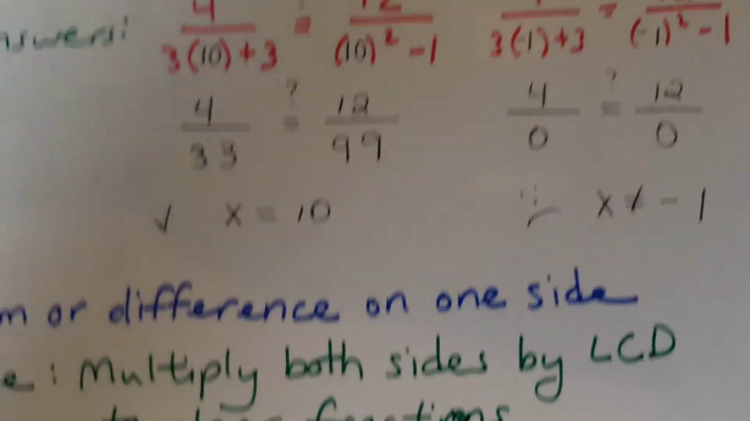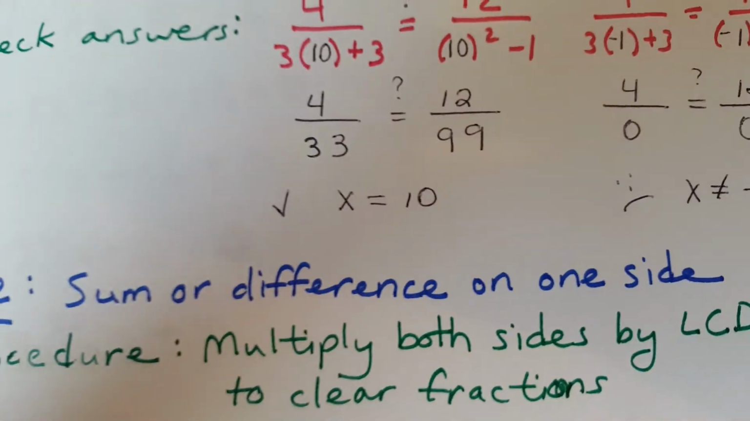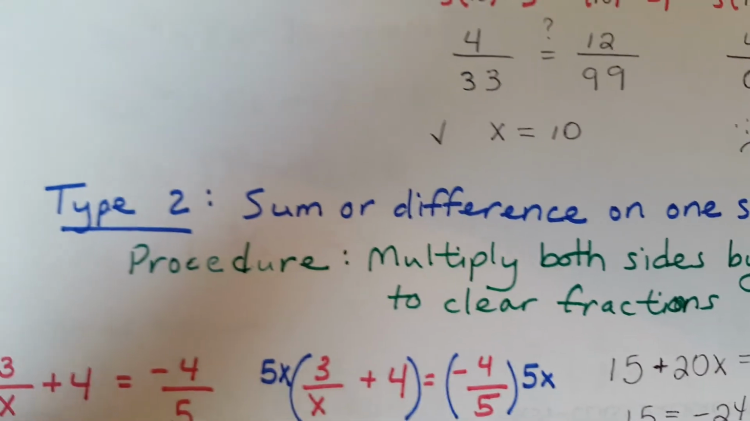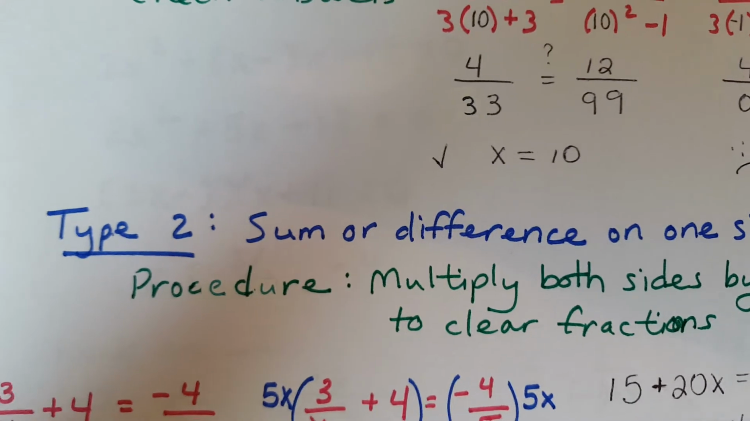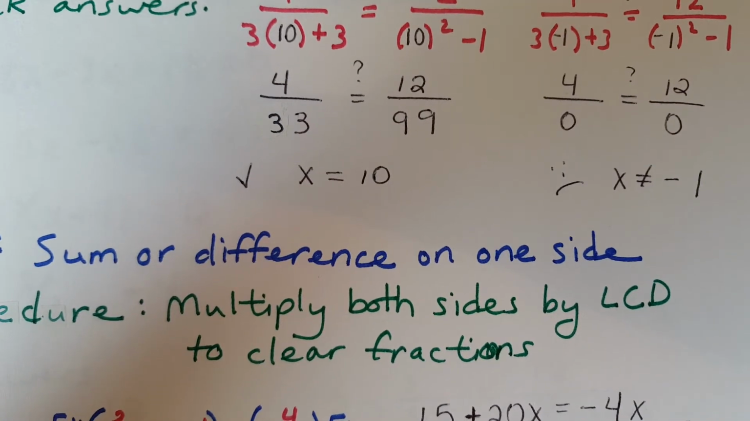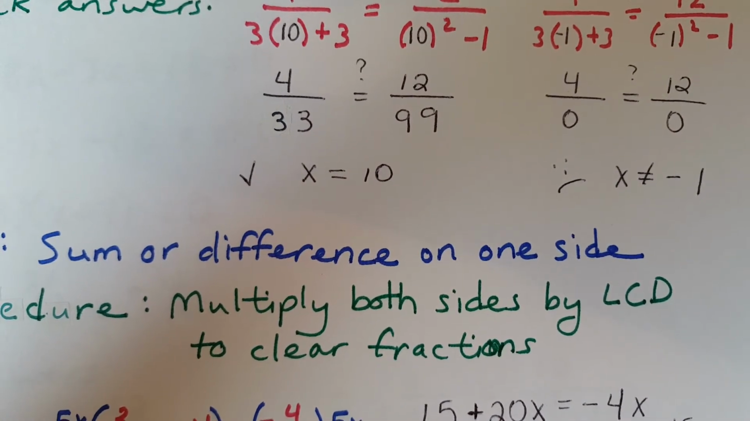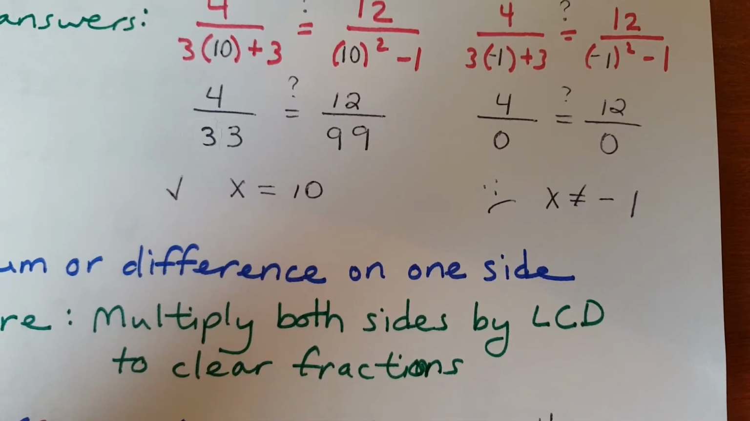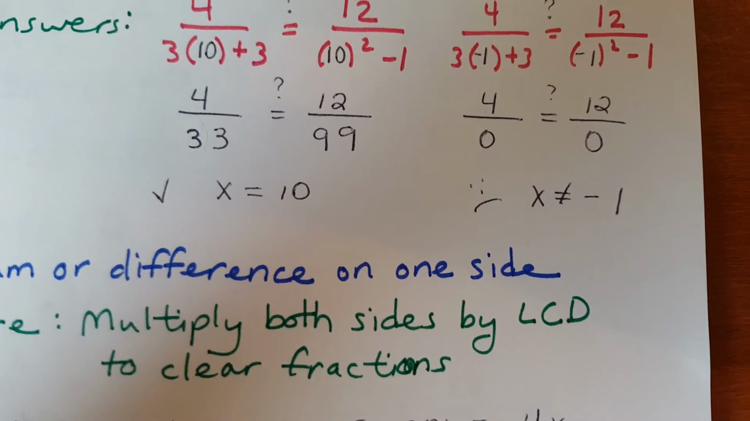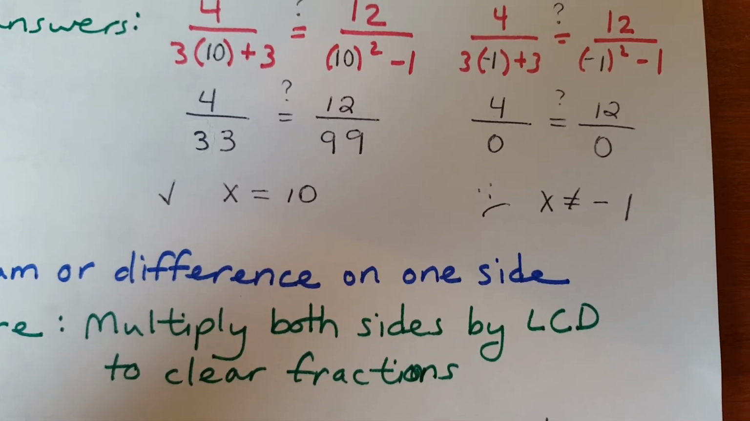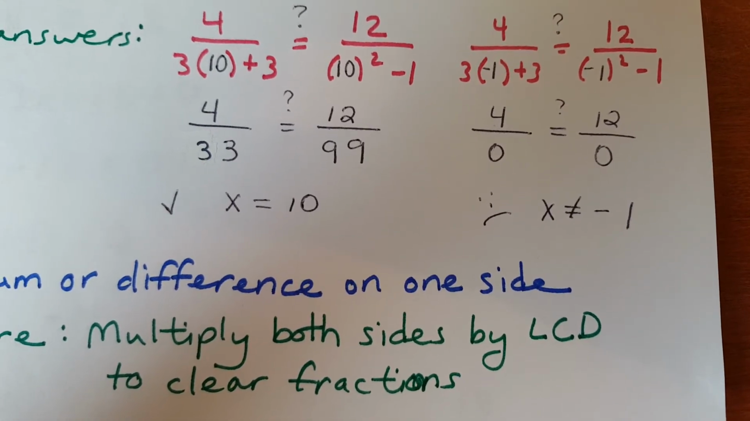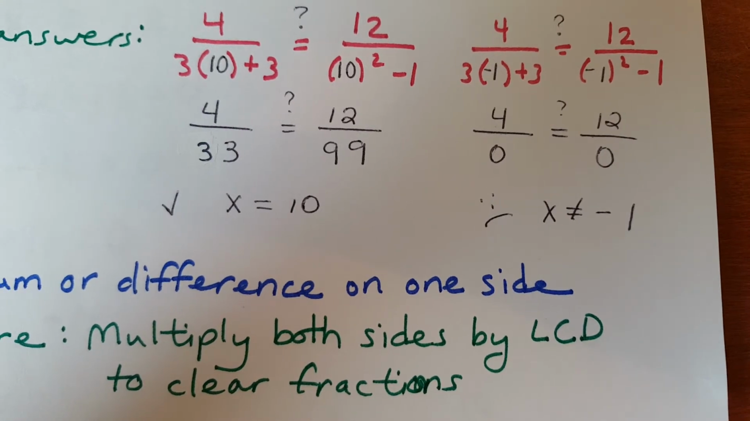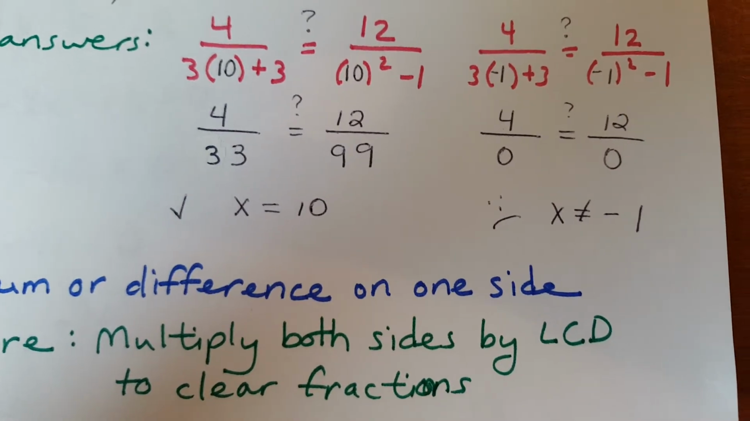And I'm going to say it one more time. Please make sure you're pausing as we go because I'm not really giving you time to write things down during the video. I'm actually just trying to keep the video size as small as possible. Type 2, we've got a sum or difference on one side. Our procedure is going to be to multiply both sides by your least common denominator to clear the fractions. You've already done that in this class with simpler fractions. So I'm going to start with one of those and then move on to the ones that are really considered like rational equation problems.